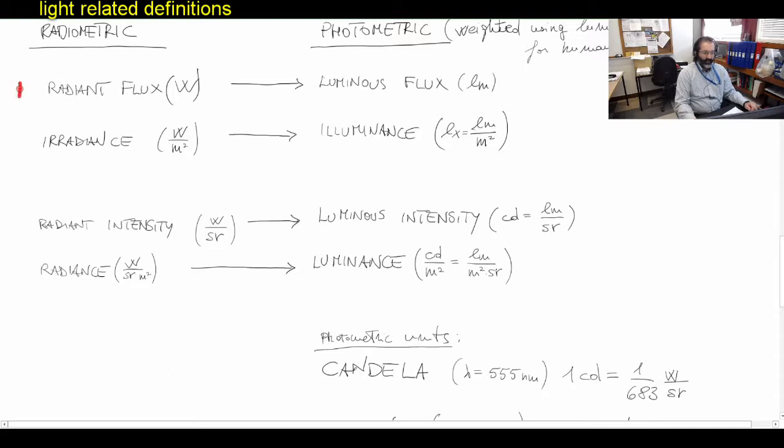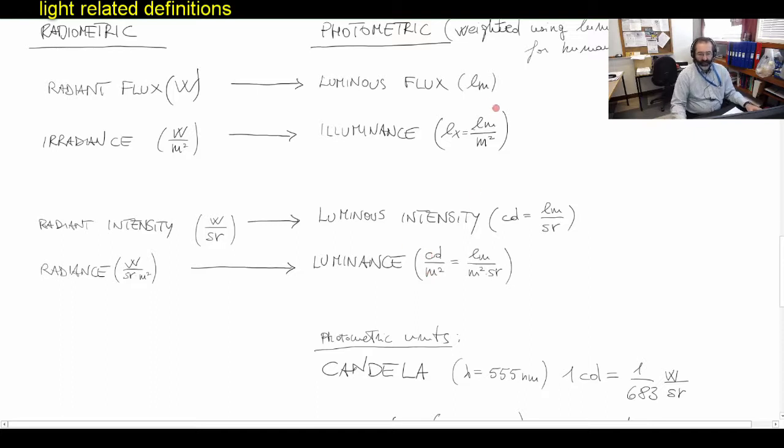As you can see, it's not by chance that I've chosen this sequence here, because the next quantity is always obtained from the previous one. So irradiance is obtained from the radiant flux per unit area. The radiant intensity is obtained from the irradiance, no, the radiant intensity is not. So the radiant intensity is watt per steradian, and the radiance is obtained from the radiant intensity per unit area. And the same story obviously holds on this side.